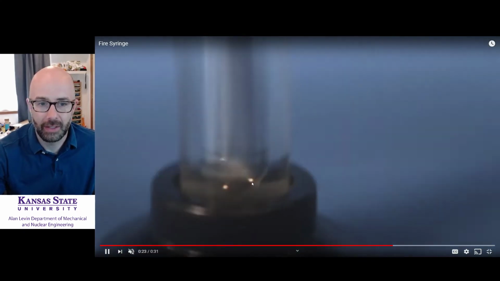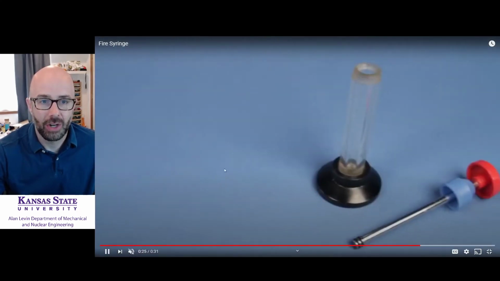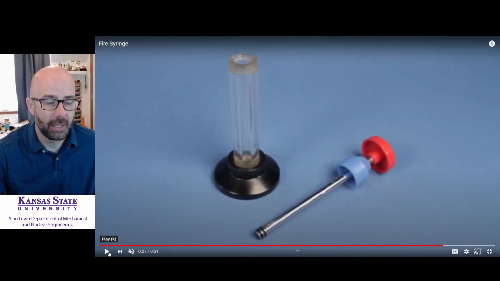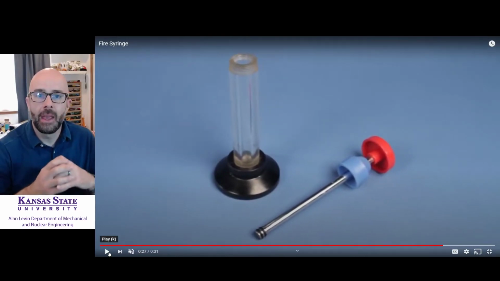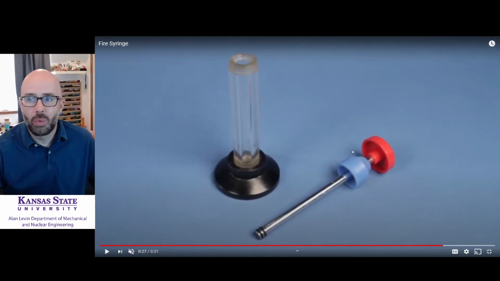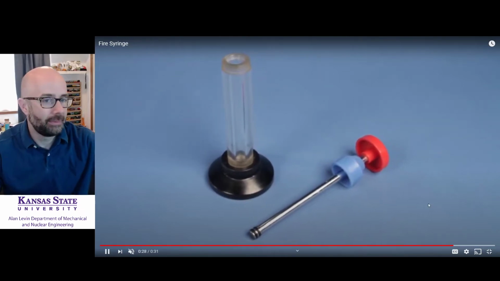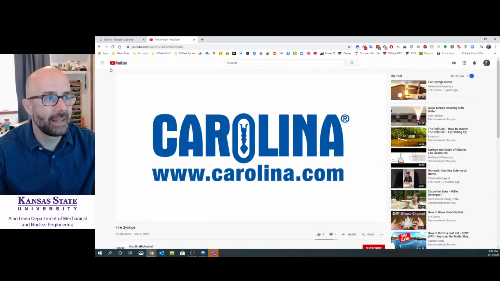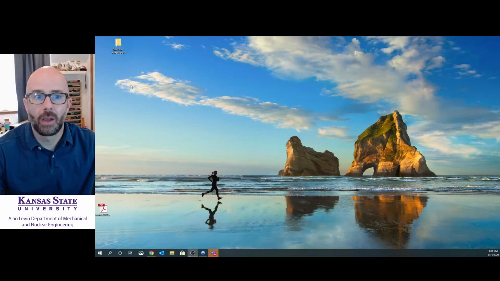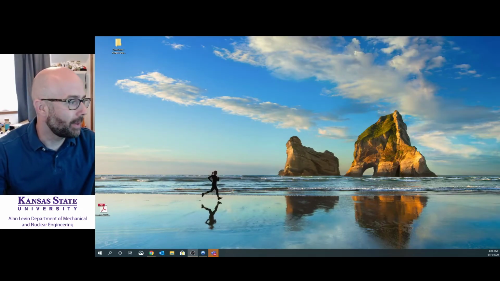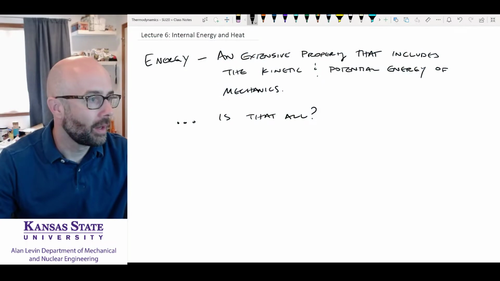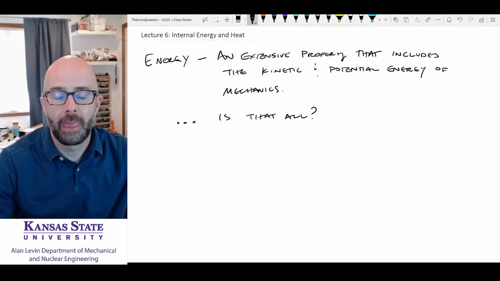Let's see this again. See how that fire started when that thing was rapidly compressed. So my question for you is, why did this start on fire? Let's get back to my OneNote. Why did this start on fire?